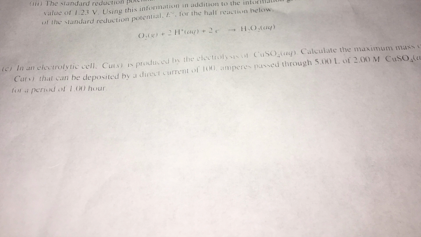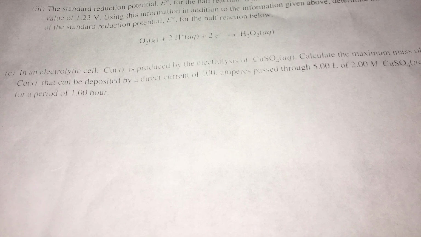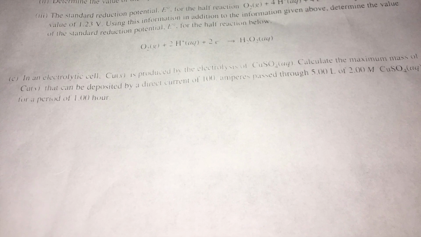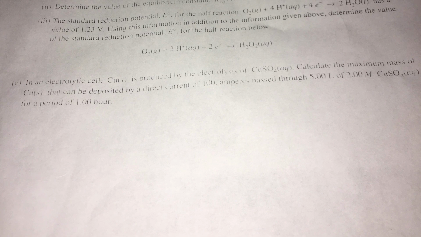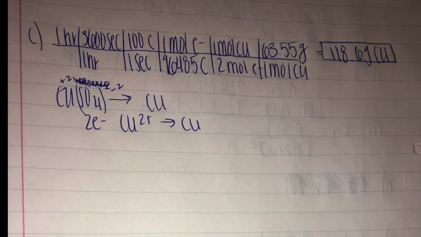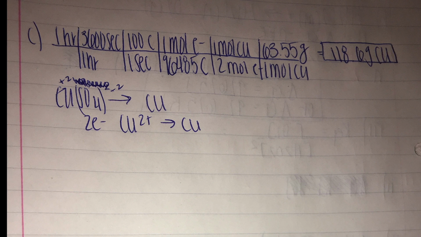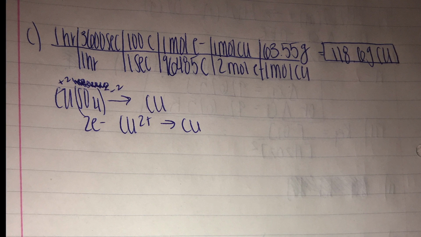In an electrolytic cell, solid copper is produced by the electrolysis of copper sulfate aqueous. Calculate the maximum mass of solid copper that can be deposited by a direct current of 100 amperes passed through 5 liters of 2 molar copper sulfate aqueous for a period of 1 hour. First, I convert 1 hour into 3,600 seconds. Then I convert from seconds into coulombs. There is a current of 100 amps, and 1 amp can be written as 1 coulomb for every 1 second. Then I convert from coulombs into moles of electrons using Faraday's constant.